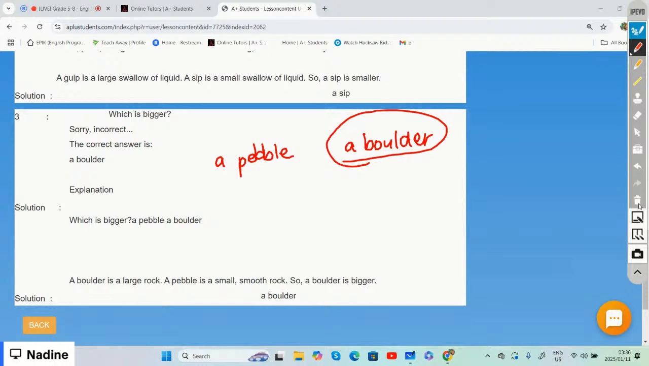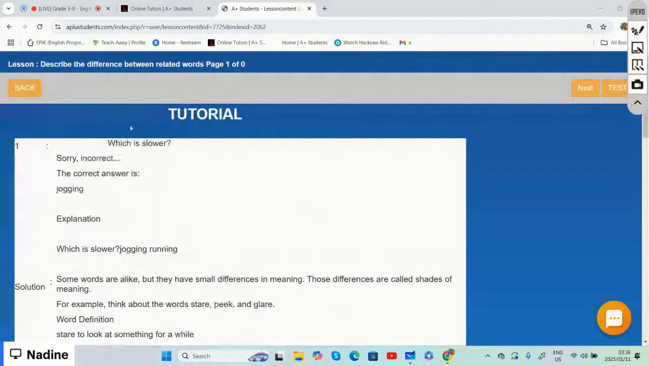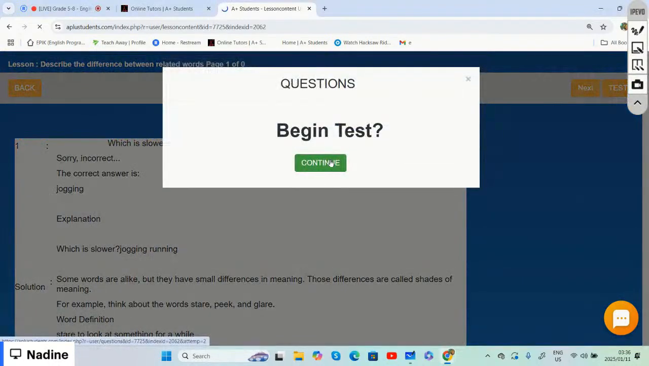All right, so now we're going on to our test where we are going to look at shades of meaning and we're going to describe the difference between related words.